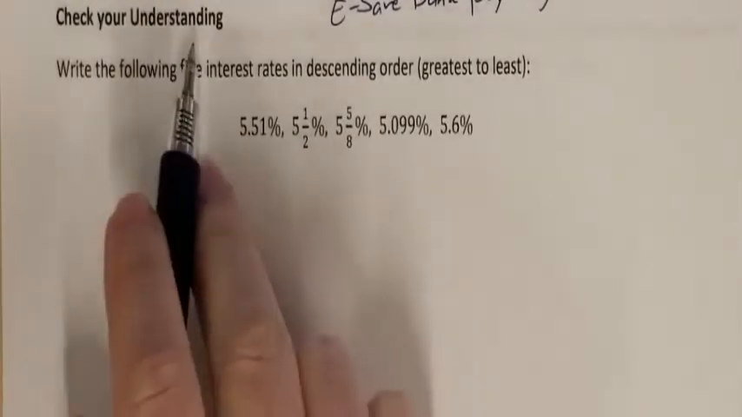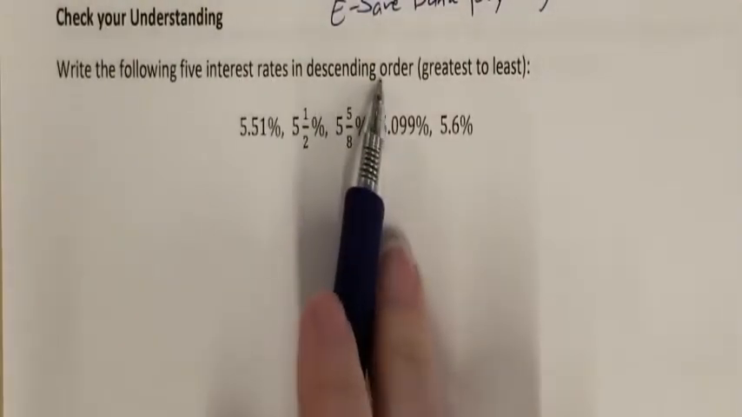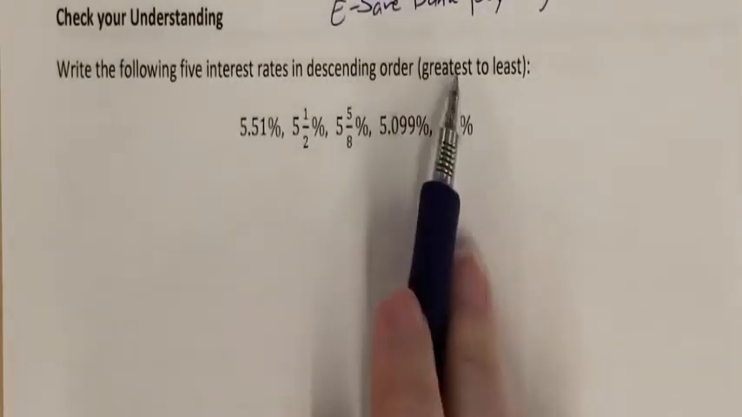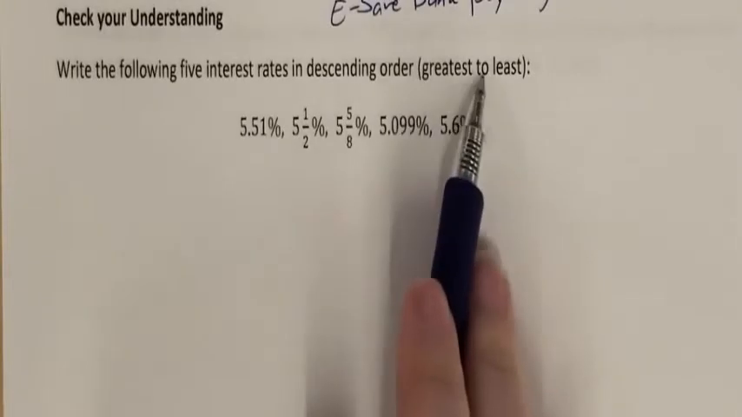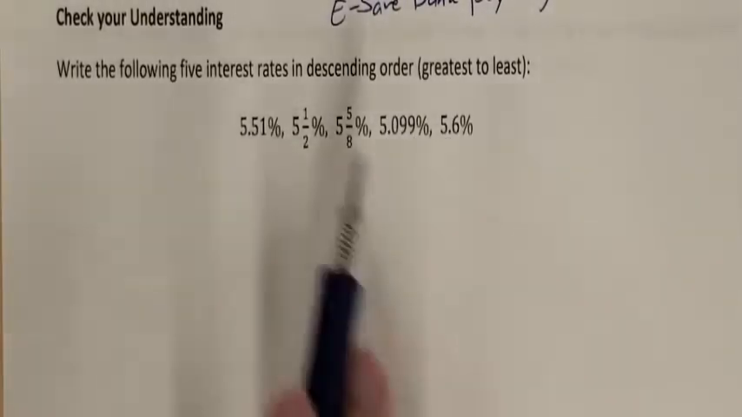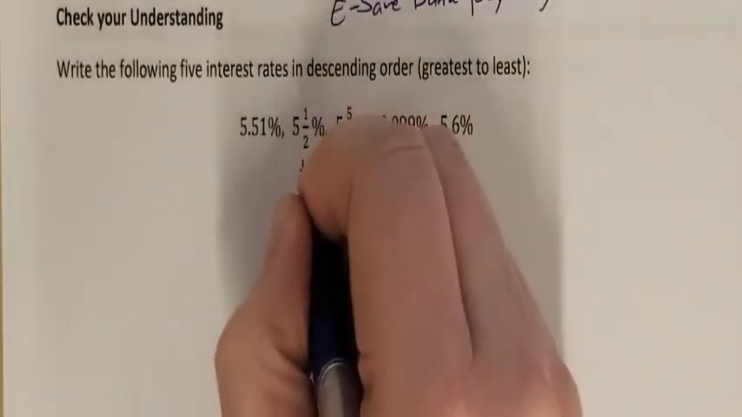Now let's go ahead and check your understanding. Write the following 5 interest rates in descending order. Descending is the opposite of ascending. Descending means start with the absolute largest and then go to the smallest. So again, we have a mixture of decimals and fractions, and we need to rewrite the fractions as decimals.